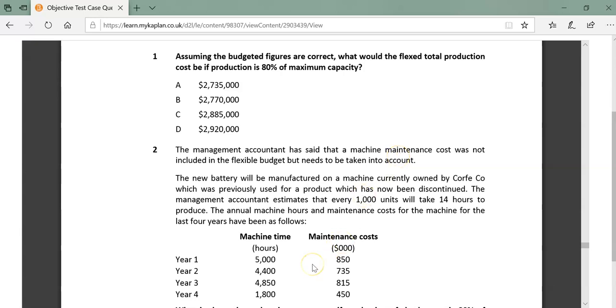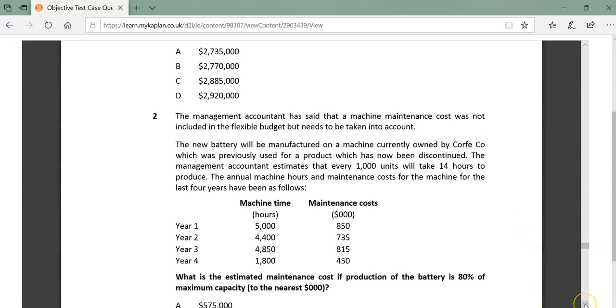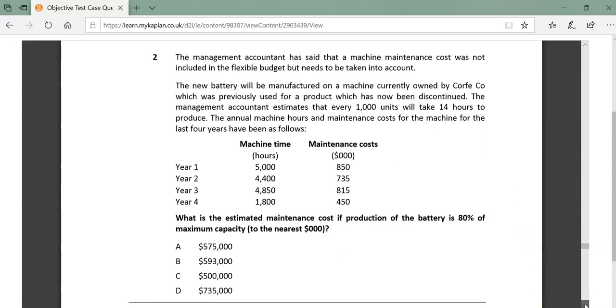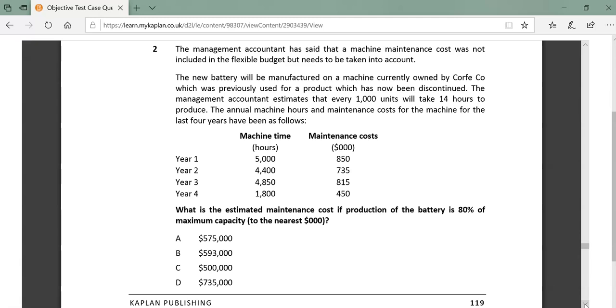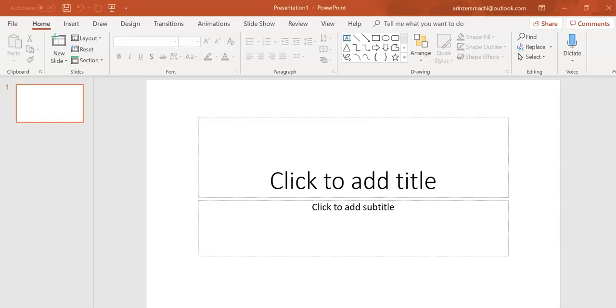Question 2 was somewhat long-winded, and I thought a bit cheeky because they didn't really give you, I mean, I guess I worked it out, but when you see this type of thing, you start to think, okay, how do I find this? So let's see the situation. It says we're going to need some machine work done. For every 1,000 units, we need 14 hours.